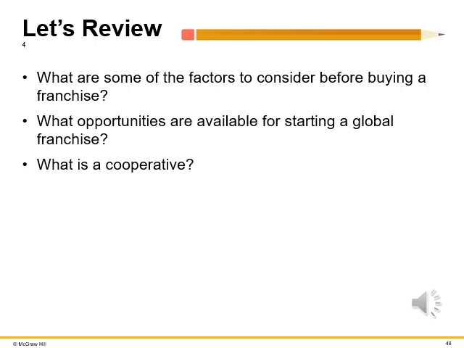A cooperative is a form of business that is owned and controlled by the people who use it, producers, consumers, or workers with similar needs who pool their resources for mutual gain. Cooperatives are a major force in agriculture and other industries today.